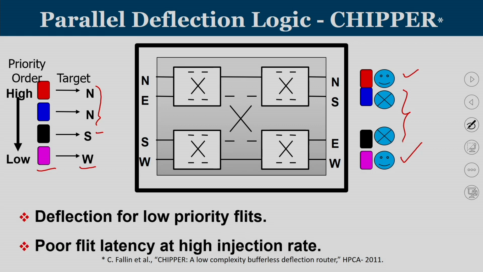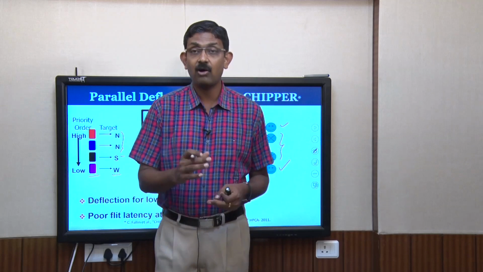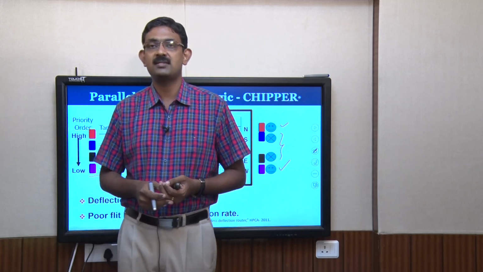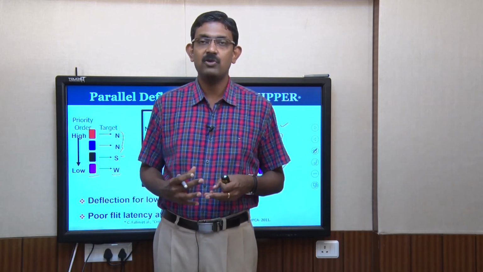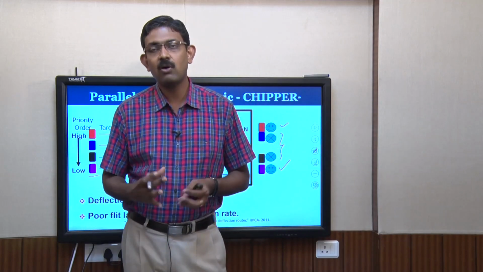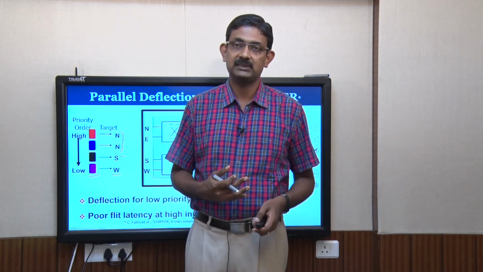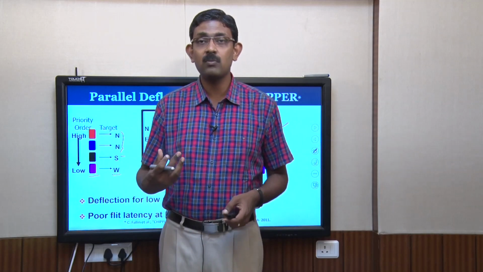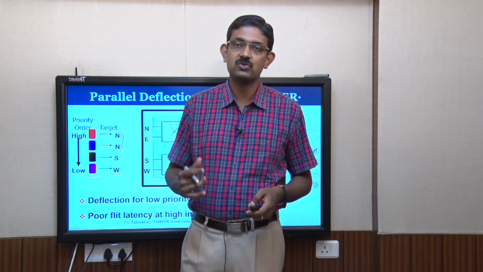The main problem associated with the CHIPPER design is that a lot of flits may get deflected whenever all the input ports are busy with packets. When you have too many packets, they may compete for the same output port, and some of the flits may get deflected. This problem is very severe at higher injection rates. When you have higher injection rates, more packets are coming into the network and more flits travel through the network, so more of them compete, leading to higher deflection. And when you have higher deflection, a flit is going to travel more distance and take more hops before reaching the destination. In that context, the average latency of the flit is also going to be higher.